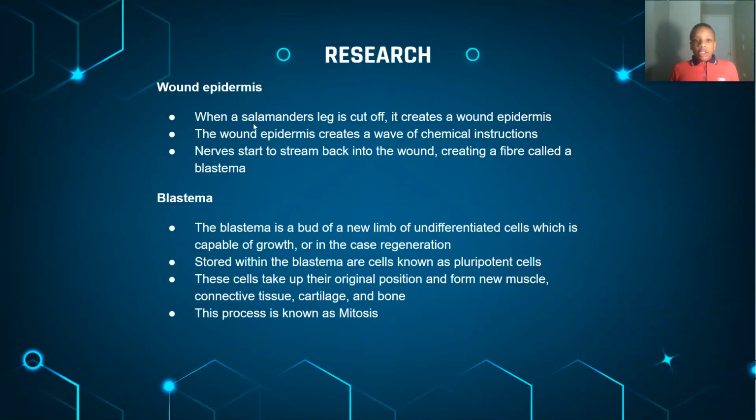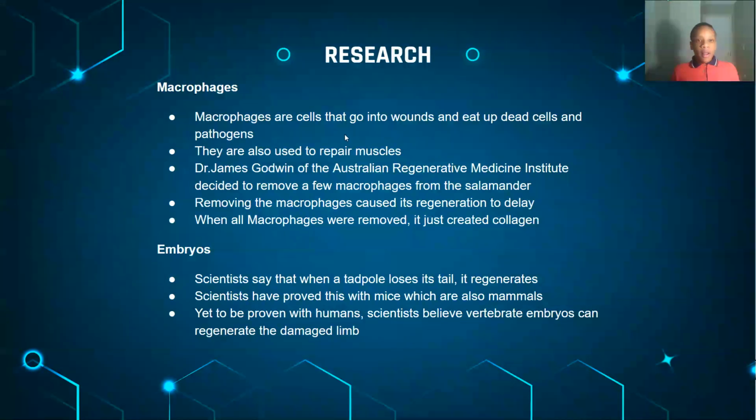A wound epidermis is formed when a salamander's leg is cut off. The wound epidermis creates a wave of chemical instructions. Nerves start to stream back into the wound, creating a fiber called the blastema. The blastema is the bud of a new limb of undifferentiated cells, which is capable of growth, or in this case, regeneration. Stored within the blastema are cells known as pluripotent cells. These cells take up their original position and form new muscle, cartilage, and bone. This process is known as mitosis.